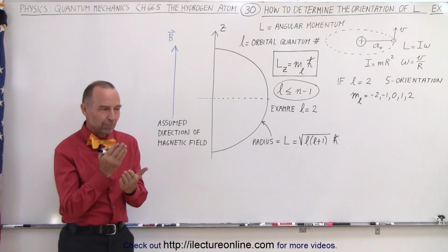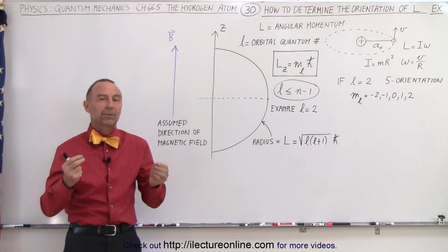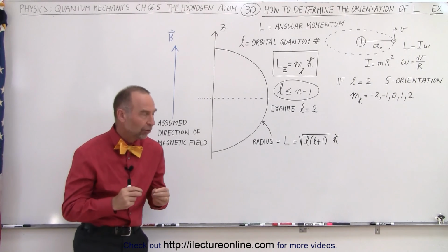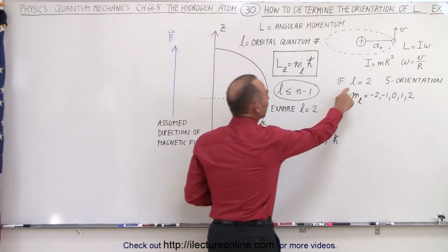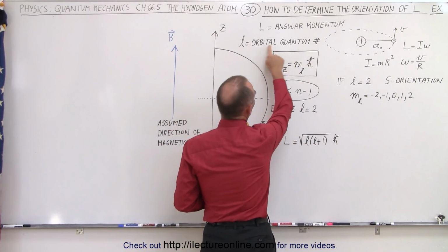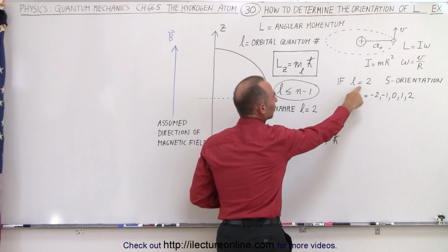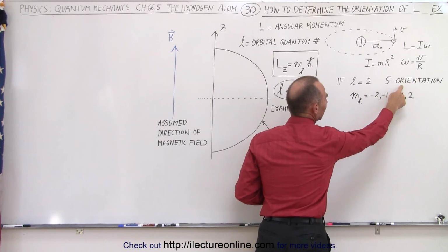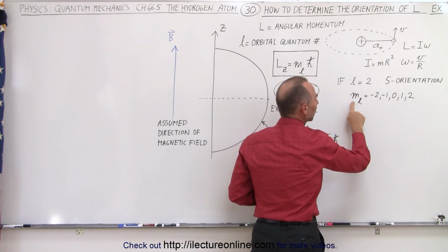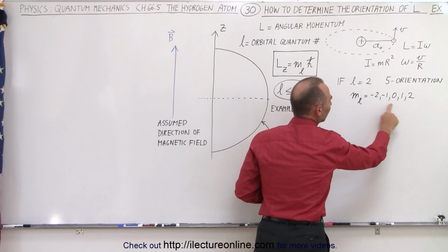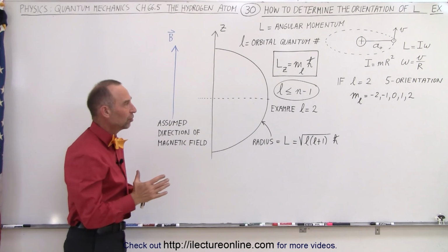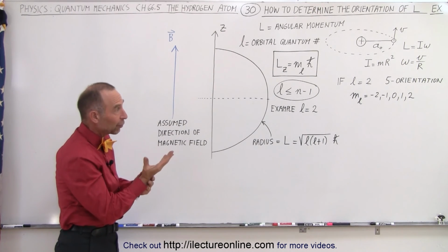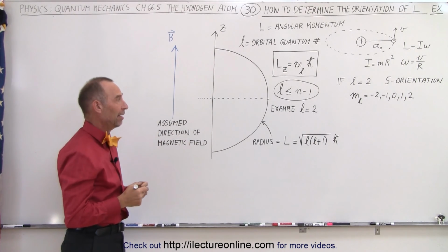Now that we have the basic understanding of what the angular momentum means in a hydrogen atom, and that the position or orientation of the angular momentum can only have discrete values, let's try an example where the value of L is equal to 2. Remember, L is the orbital quantum number. When L is equal to 2, there are 5 possible orientations because the magnetic orbital quantum number has these 5 possible values. Now let's find the 5 orientations that the angular momentum can have.